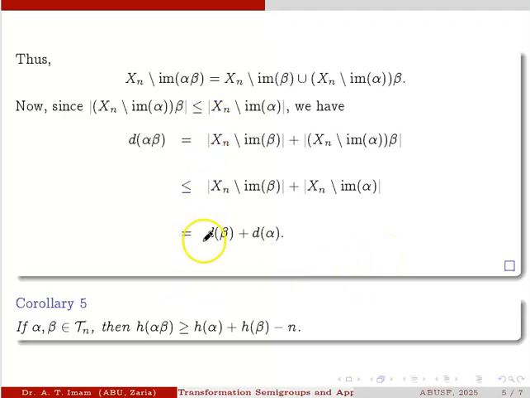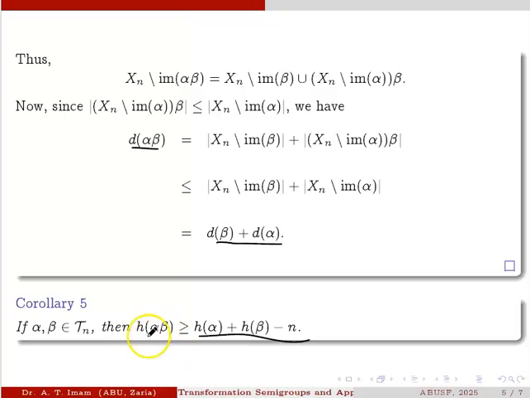Now, as a corollary to this lemma, because you have the defect of the product less or equal to the defect of the sum, and you remember by our very definition of the defect, we said it is n minus the height. So if you substitute defect to be n minus the height, you will have this inequality. And this inequality is giving us a lower bound for the height of the product.